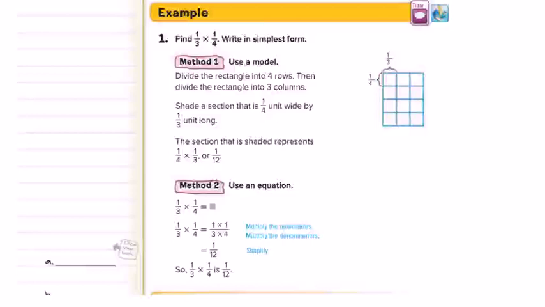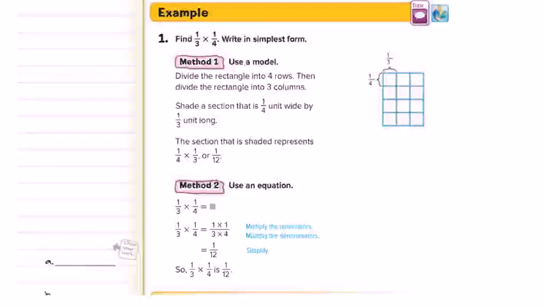To multiply 1/3 times 1/4, I would need to multiply my numerators and my denominators like you see in the key concept box above. But first, let's look at a visual way to picture this problem. I can use a model to represent 1/3 times 1/4.